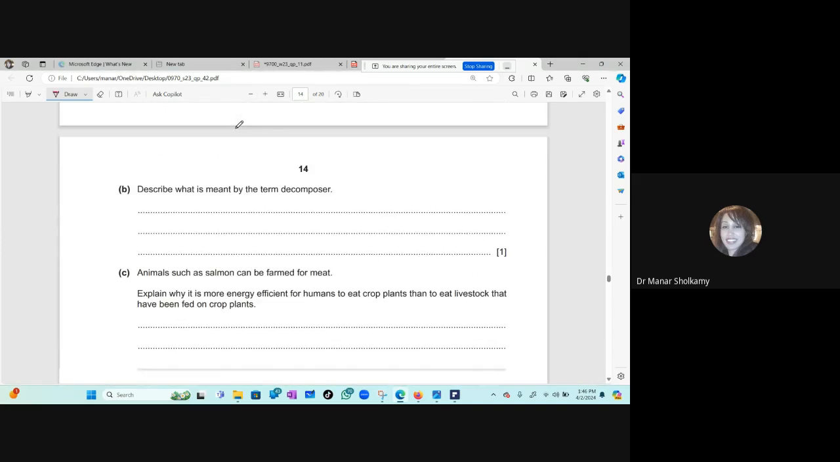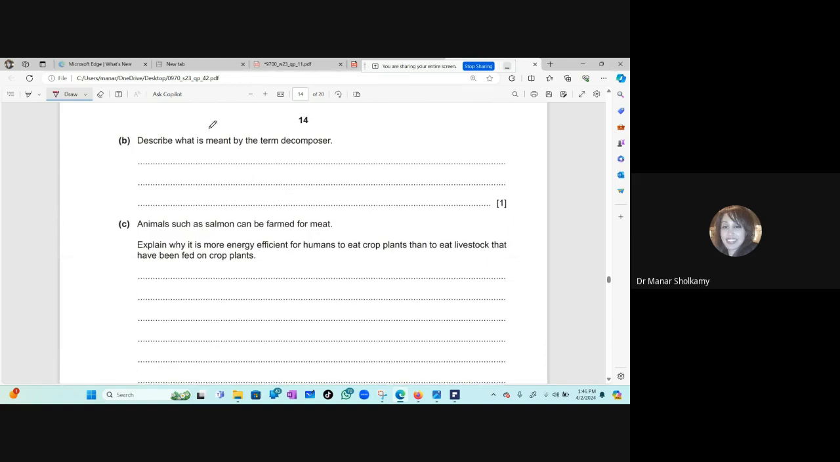Okay. Describe what is meant by decomposer. What is a decomposer? An organism that feeds on dead organisms. Yes, it feeds on dead organic matter. Correct.